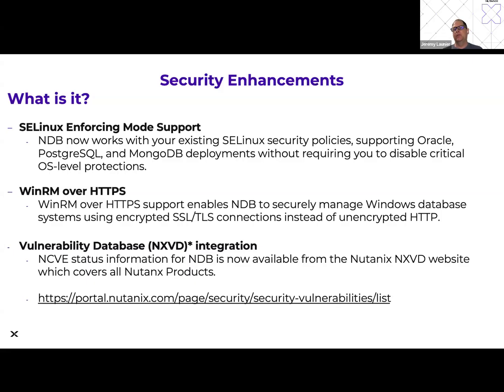NDB now has its data published in there for every release as well. So you can go to this single portal and see NDB as well as AOS and everything else, and you can see the known CVEs for a given release. I just thought that would be useful. It's a quick way for you to see what we have identified as security risks, even if they're minor, as part of the release process.